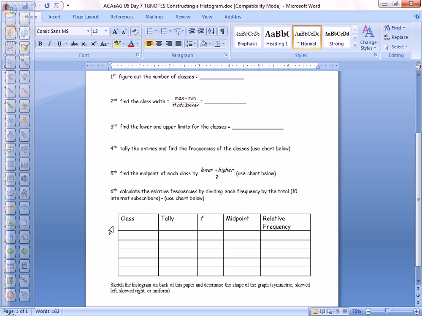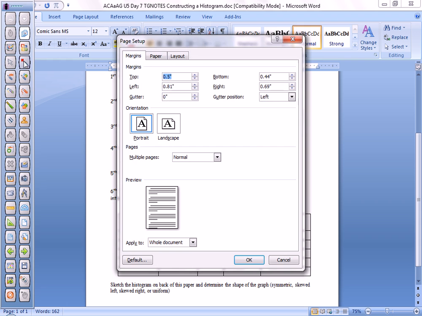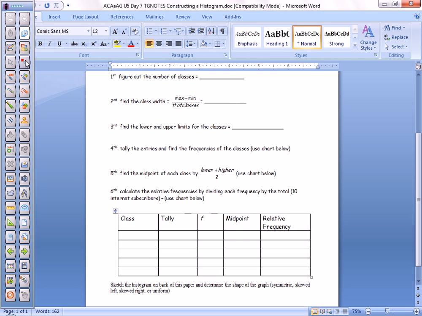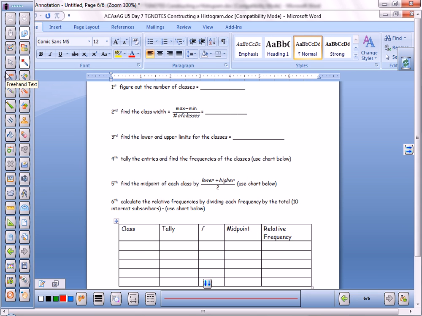The problem says the following sample data sets test the number of minutes 10 internet subscribers spent on the internet during their most recent session. Construct and graph a frequency distribution that has 5 classes. We're going to do a frequency distribution, and then we're going to do a relative frequency histogram. So, first, figure out the number of classes. It says 5.